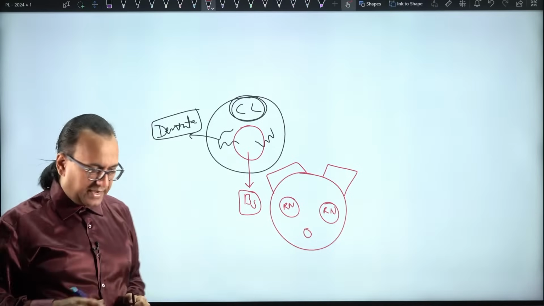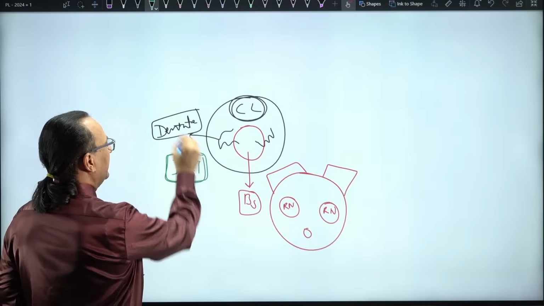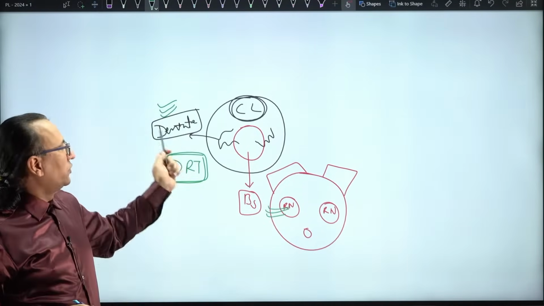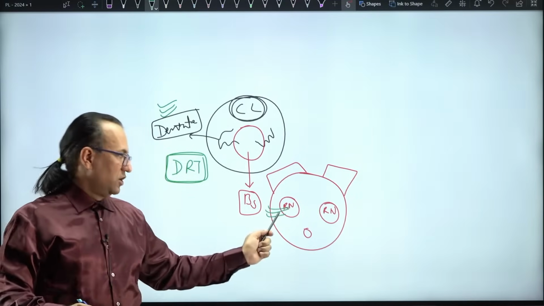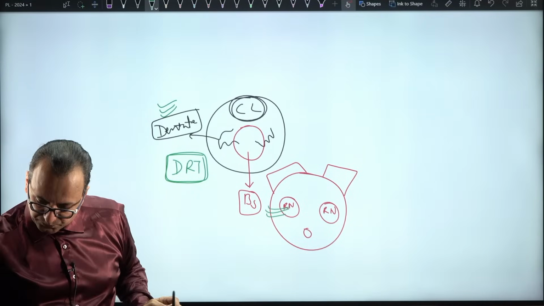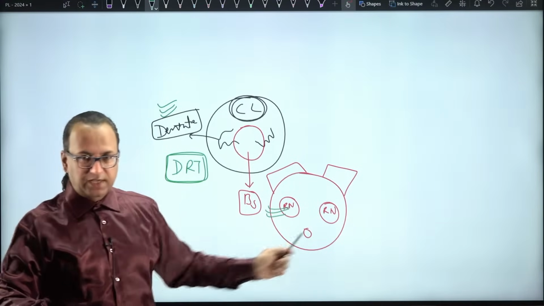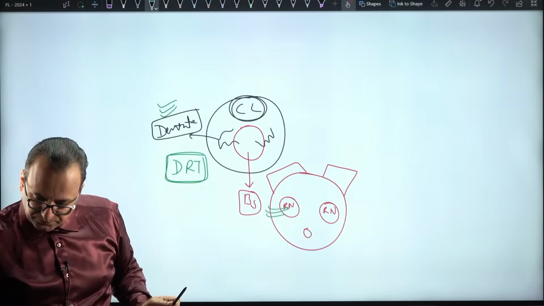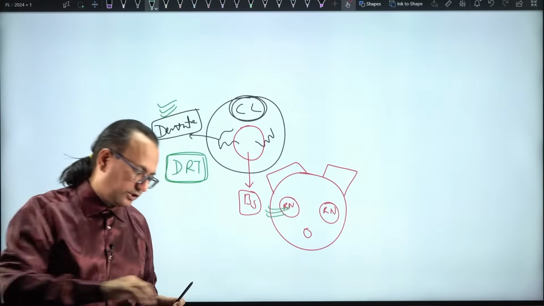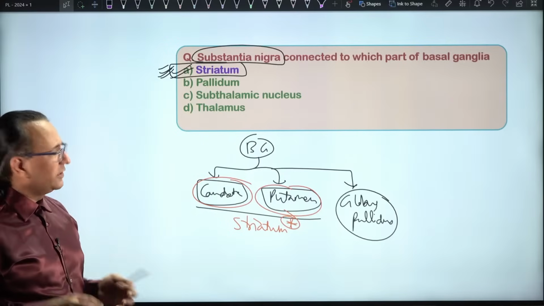So maybe, as you are telling, they were asking about the dentato-rubro-thalamic tract. Dentato-rubro, and then it goes to the thalamic tract. So from the dentate nucleus, some fibers will go to the red nucleus, and from the red nucleus they'll go to the thalamus. Maybe that was the question then. Two different sections given. So one section here, maybe that is how it was. I believe this is a different question, and the question which I am discussing is different, but anyway, we have discussed both of them.